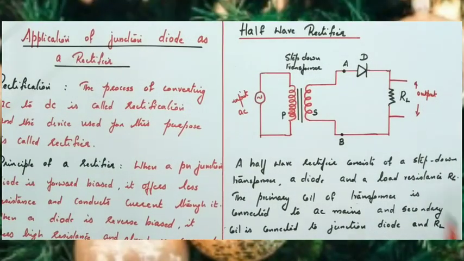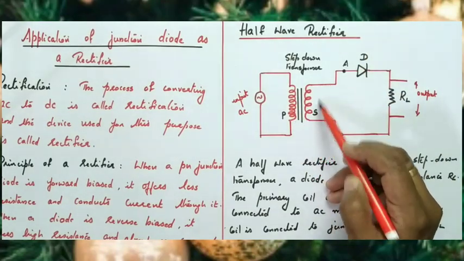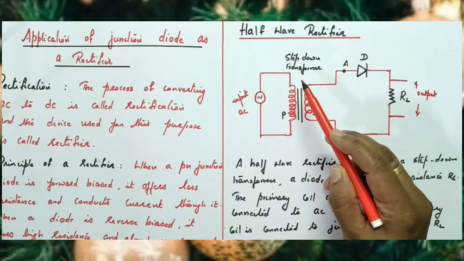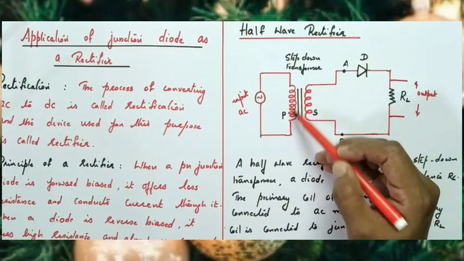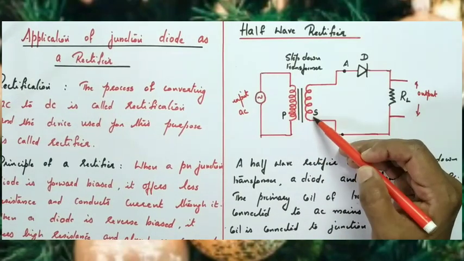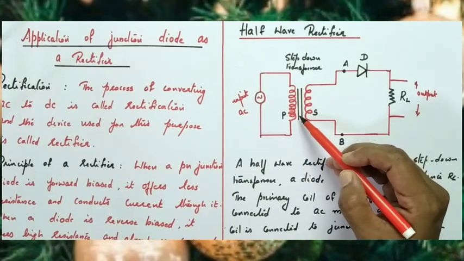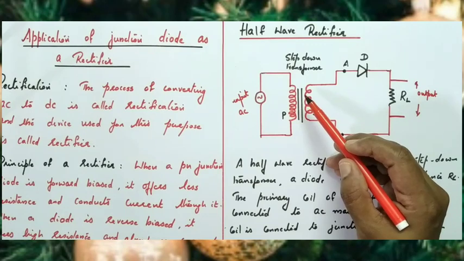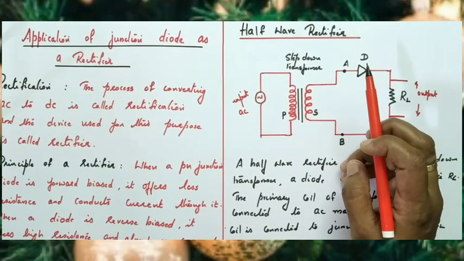First we can study the half wave rectifier. Here this represents a step down transformer which reduces the AC voltage. Step down transformer means it reduces high voltage to low voltage. Here the primary has a greater number of turns and the secondary has fewer turns, that means it is a step down transformer. These two lines represent the soft iron core. We know in a transformer, the primary coil and secondary coil are wound over a soft iron core, isn't it?